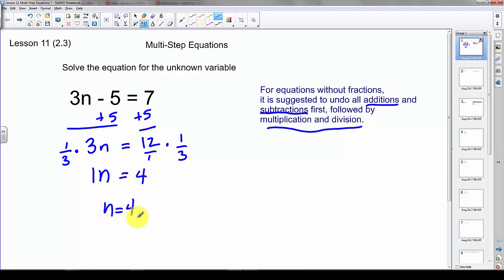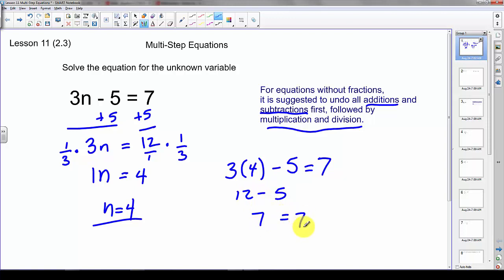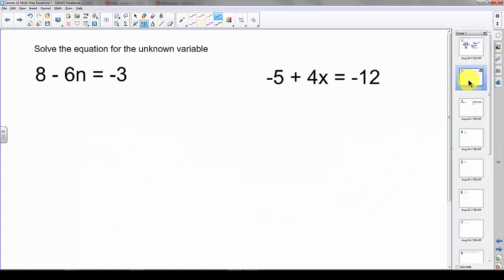We're just going to go ahead and check this real quick to make sure we did it right. So if I have 3 times the quantity of n, and n is equal to 4, subtract that by 5, that should equal 7. I have 12 minus 5, which is 7, and 7 equals 7, so this problem checks out. And we'll do this from time to time, not every time, but time to time. You should be able to check all your answers and get them correct.